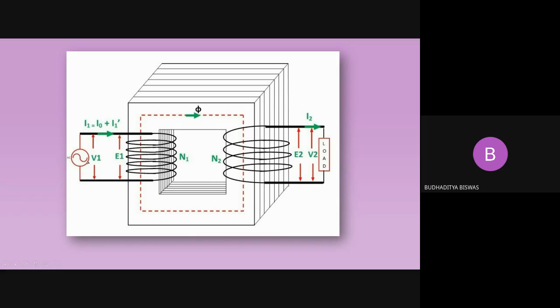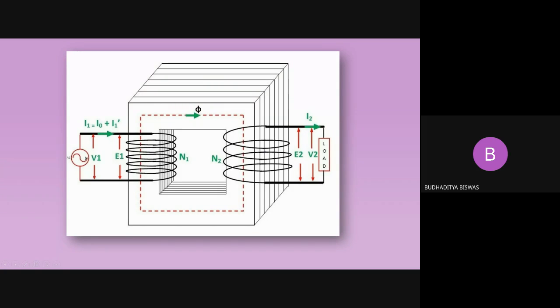This is the main common flux which links both the primary as well as the secondary circuits. And due to that, as the flux is AC, some voltage is induced across the secondary winding. This is called E2. And if the load is connected, then some current starts flowing in the circuit, which is called I2. And the voltage across the load is V2. And in the secondary winding, there will be some resistance and some reactance.